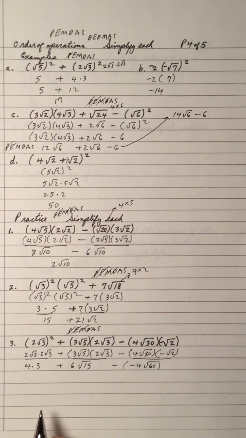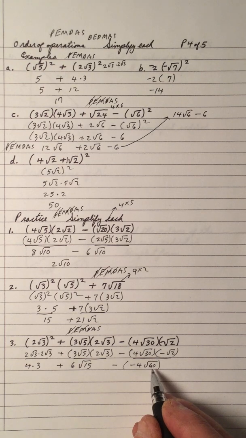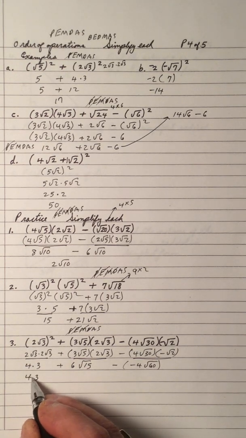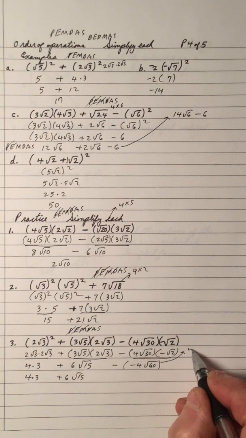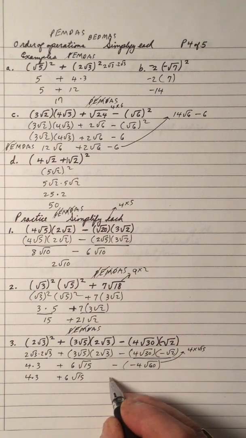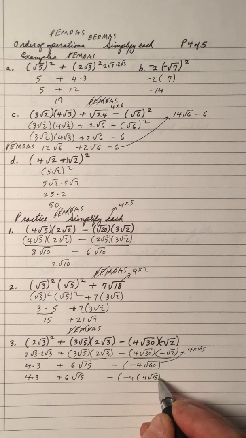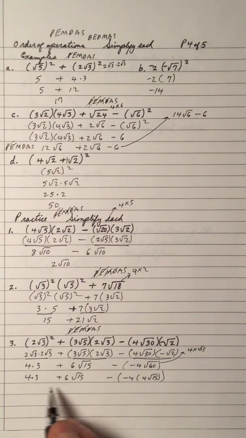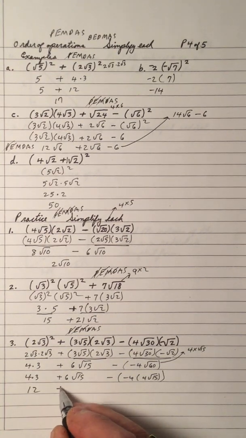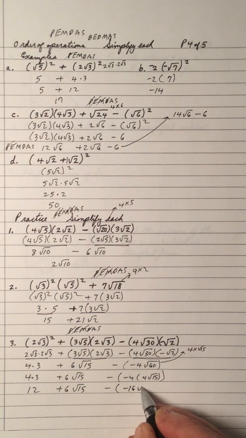So now I've got to simplify the root of 60 first. So I can leave 4 times 3, 6 root 15, and 60 becomes 4 times 15. So that's negative 4, and that's 4 root 15. And now we have to multiply before we add and subtract. So that's a 12. That's already done. And I have to multiply, so that gives me negative 16 root 15.